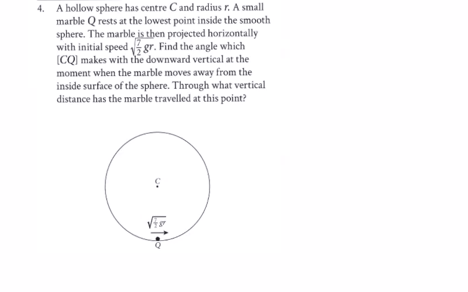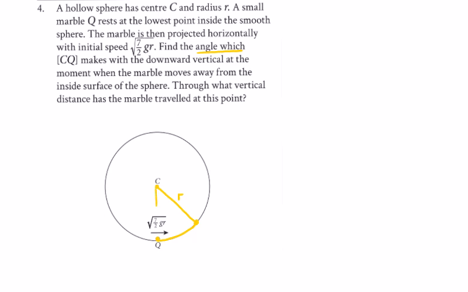In question 4, we have a hollow sphere with center C as seen, radius R. Let's create a radius R. A small marble rests at the lowest point, we can see here Q. And it's going to get projected horizontally. It's going to go up. At some point it's going to fall off when R is 0. Find the angle it makes with the downward vertical.